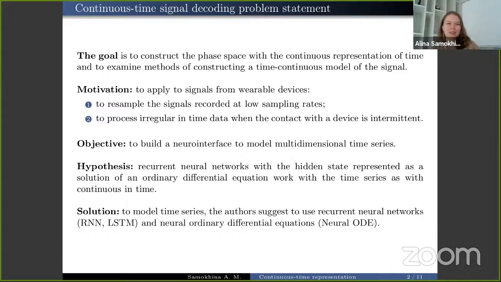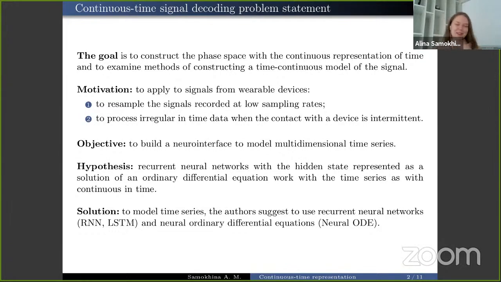The goal of this research was to construct a time continuous model of a signal, because there is a wide problem of constructing the phase space, but it's done only with discrete time, and we want to see how the phase spaces would work with the continuous representation of time. So at first, we should construct a time continuous model of the signal.